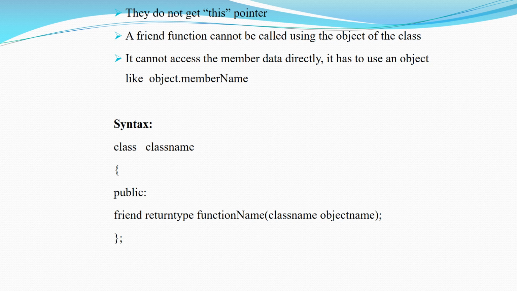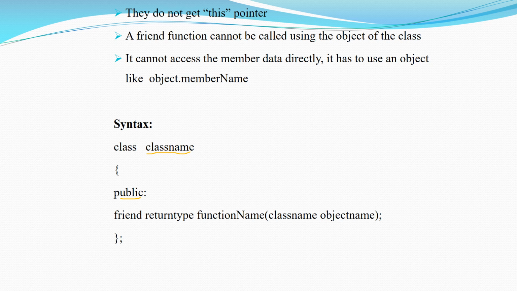How are we going to declare it? Here we have a syntax. Class is a keyword followed by the class name. As usual, we create a class. The friend function can be declared in any part of the class. I have declared it in the syntax in the public part. Public is an access specifier, followed by friend.